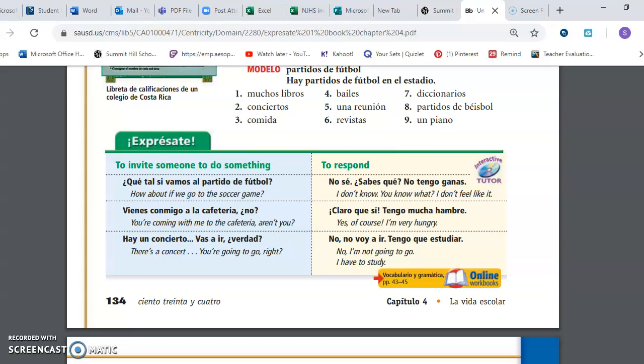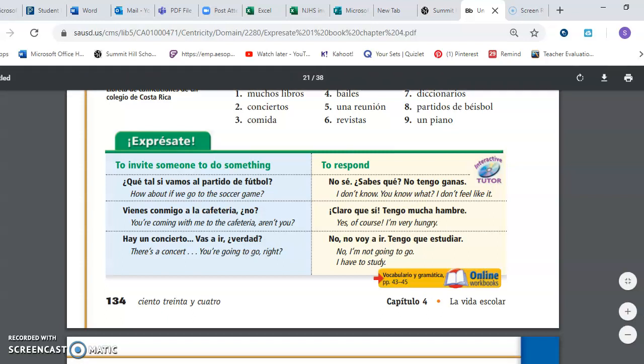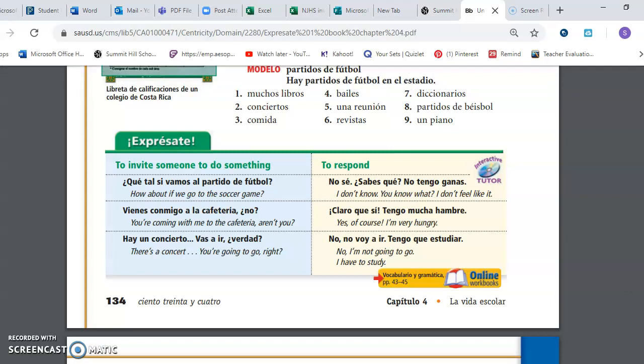I am very hungry. The next one says, hay un concierto. There is a concert. We have used hay before. So, hay un concierto. ¿Vas a ir? ¿Verdad? Now, the verdad means right, and the no means aren't you? So, hay un concierto. ¿Vas a ir? ¿Verdad? Notice that the answer is, no voy a ir. Tengo que estudiar. No, I am not going. I have to study. But you could also say, yes, I'm going. Sí, voy a ir. Tengo que estudiar.